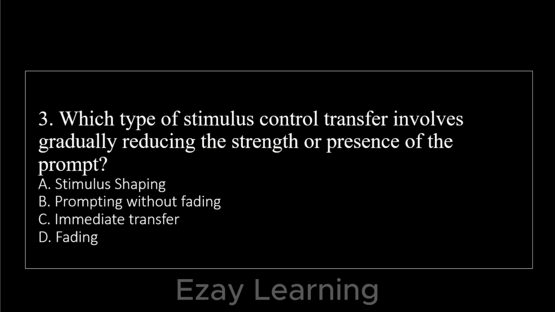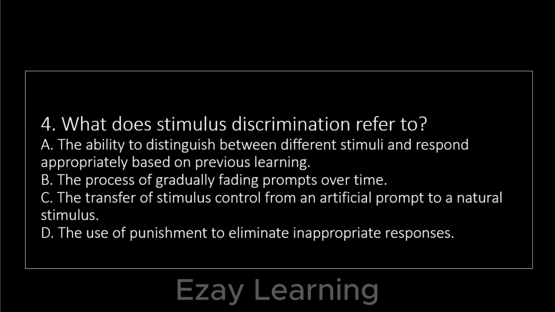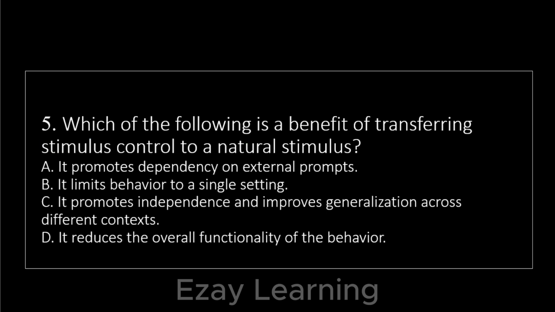Which type of stimulus control transfer involves gradually reducing the strength or presence of the prompt? Fading. What does stimulus discrimination refer to? The ability to distinguish between different stimuli and respond appropriately based on previous learning.